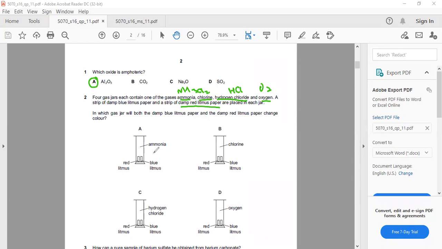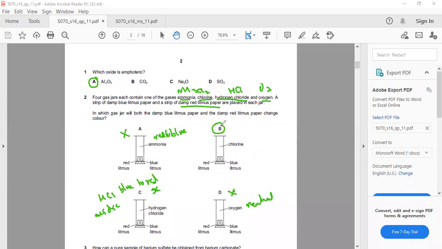Remember, ammonia is the only alkaline gas in your syllabus which turns damp red litmus to blue. Red to blue. Hydrogen chloride is acidic. It will turn blue to red. So A wrong, C wrong. So eliminate the wrong options first. Oxygen is neutral, so it will not change any color of litmus.